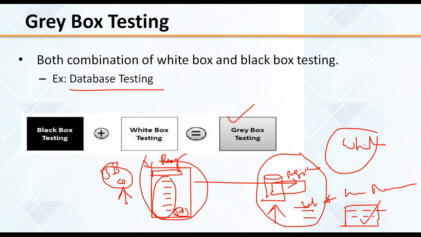Why are we calling this white box? Because we are writing the query and checking whether the record is there in the table or not. That comes under white box. Is it clear now? White box testing, black box testing, and then gray box testing. These are all the different techniques.